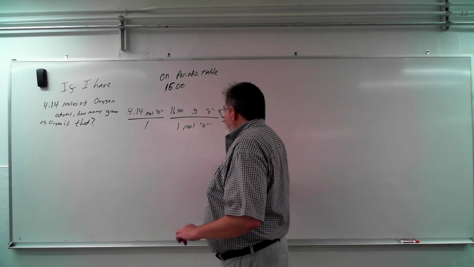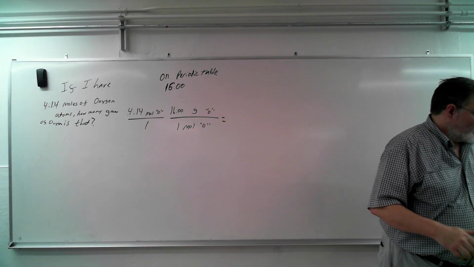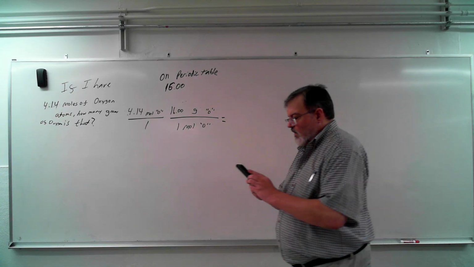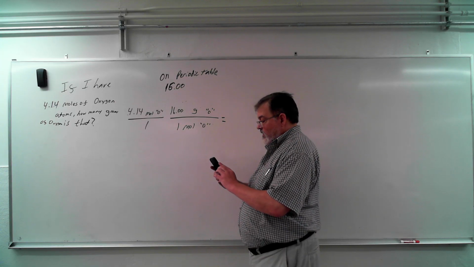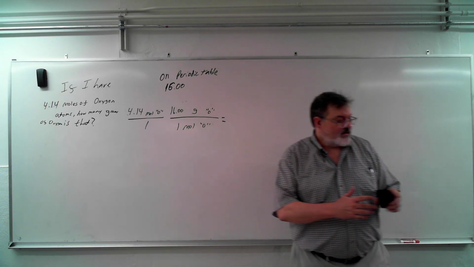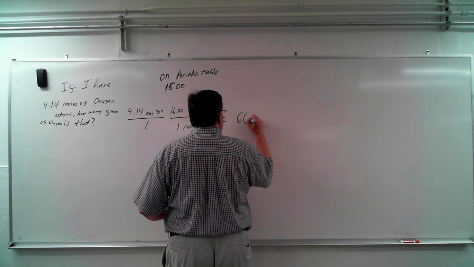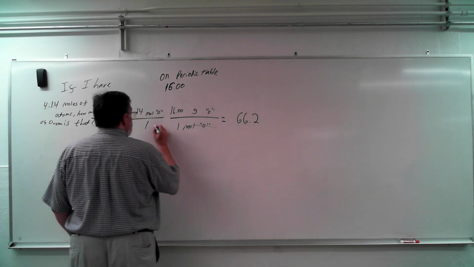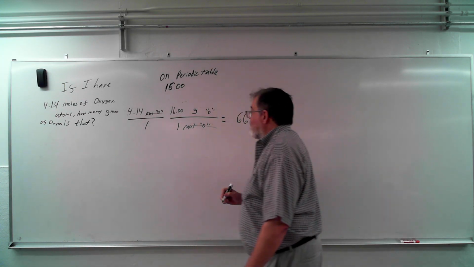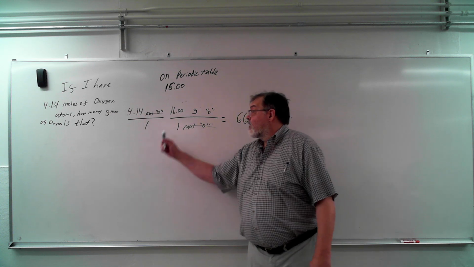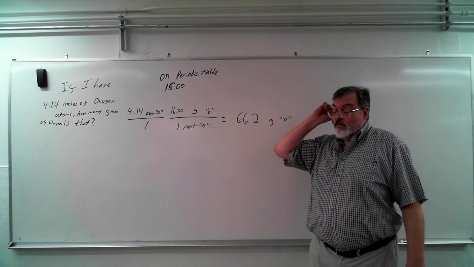So either you're given grams and you find the moles, or you're given the moles and you find grams. If I did this in my calculator, I would do 4.14 times 16, 66.24. The moles cancel, and that's the answer to that problem. 3 significant figures, 4. All right, I'll leave that brief like that.